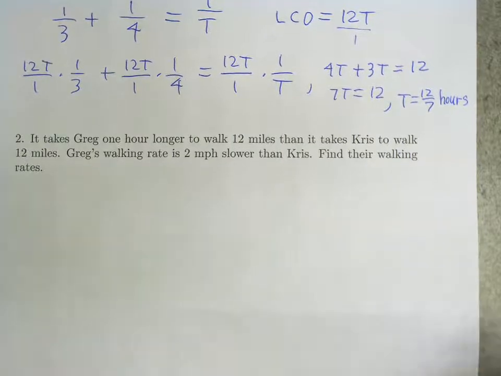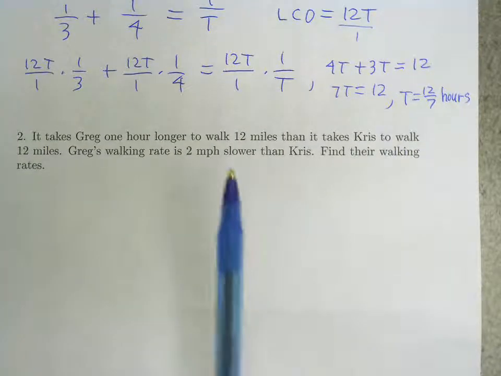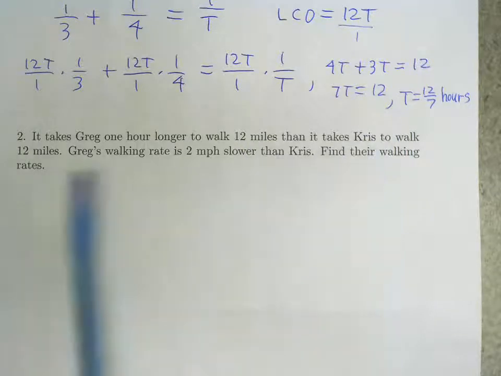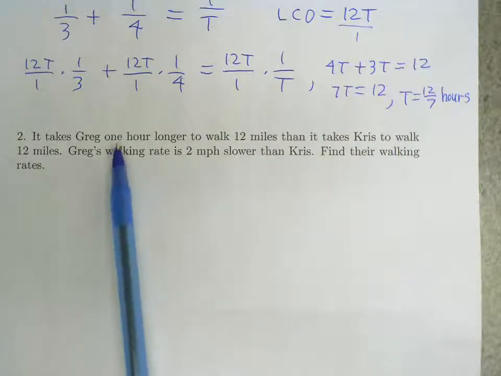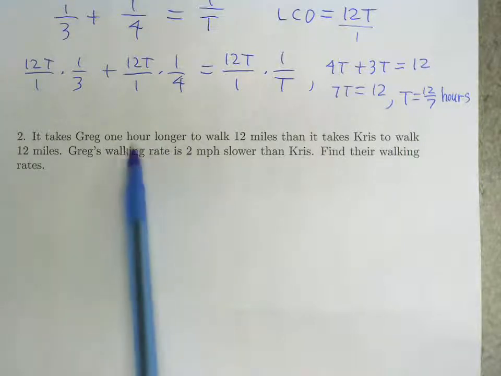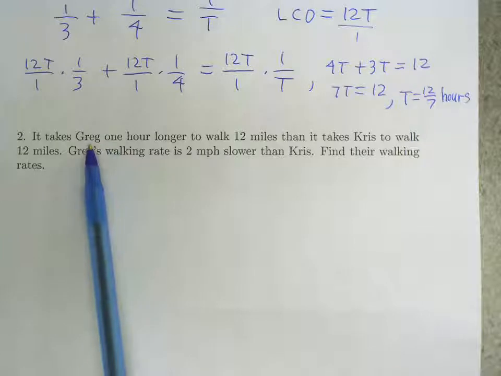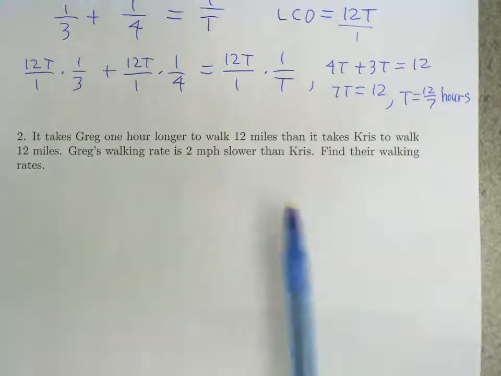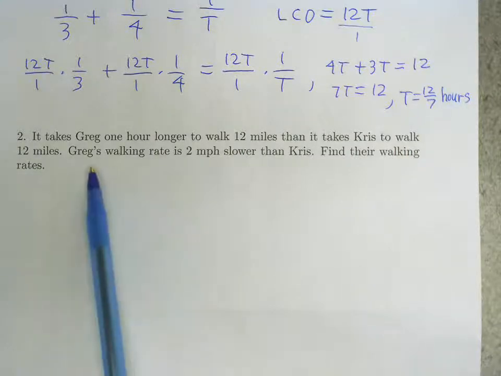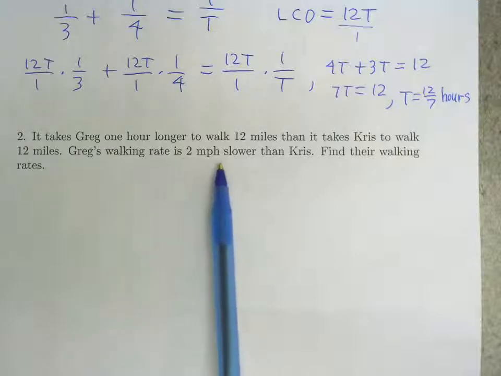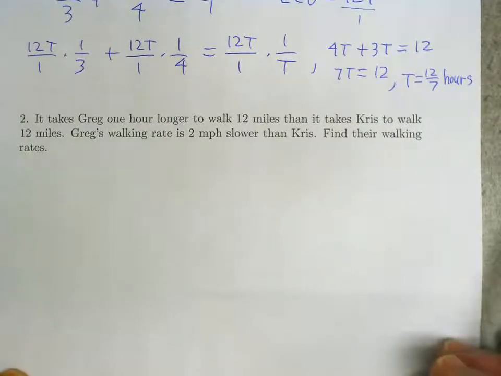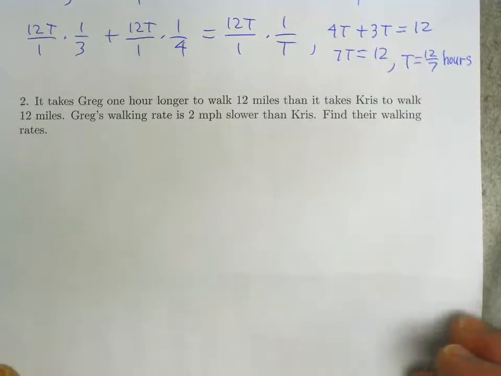Well, the clues are in the problem itself. A distance of 12 miles is described. Greg walks a distance of 12 miles, and Chris also walks a distance of 12 miles. A certain amount of time is mentioned. Regarding time, Greg takes 1 hour longer than Chris to walk 12 miles. And rates are mentioned. Greg's walking rate is 2 miles per hour slower than Chris's walking rate. So the equations we need for this problem are rate times time equals distance.